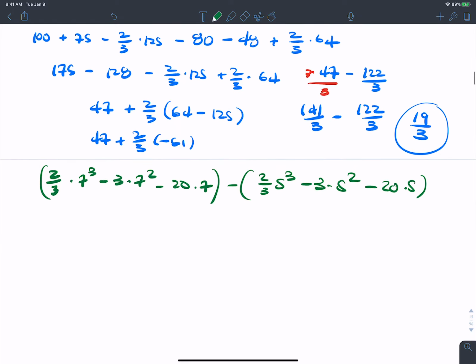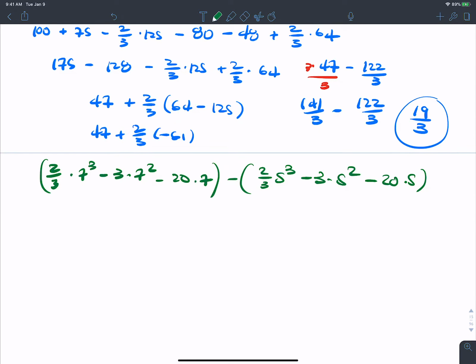Okay, so we're going to have to know, what is 7 cubed? Do you guys know what 7 cubed is? 7 times 7 is what? 49. What's 49 times 7? 343. Minus 3 times 49, minus 140. Let's distribute.